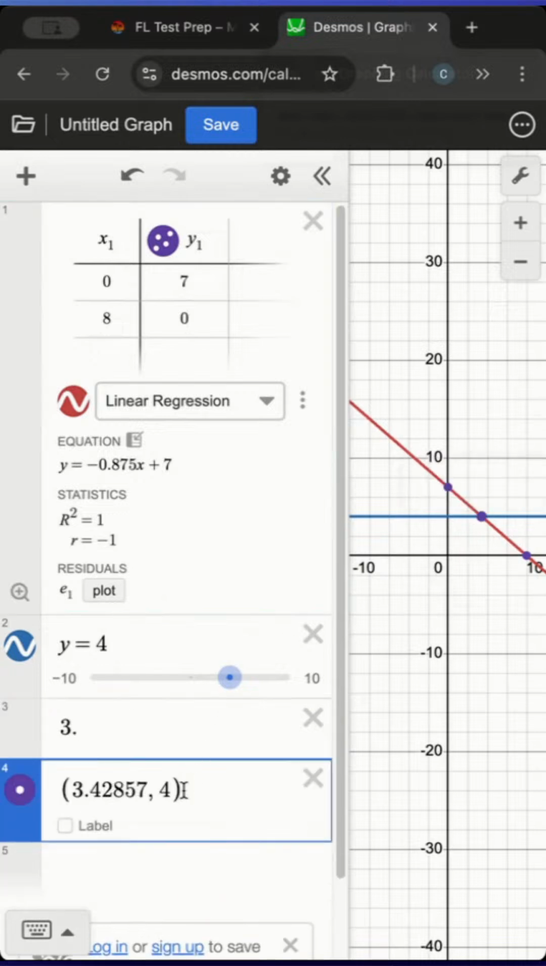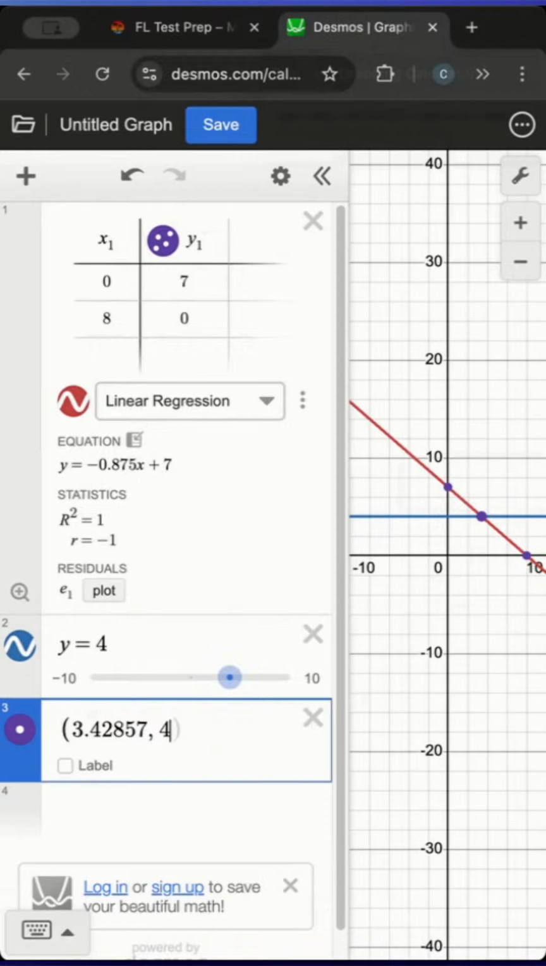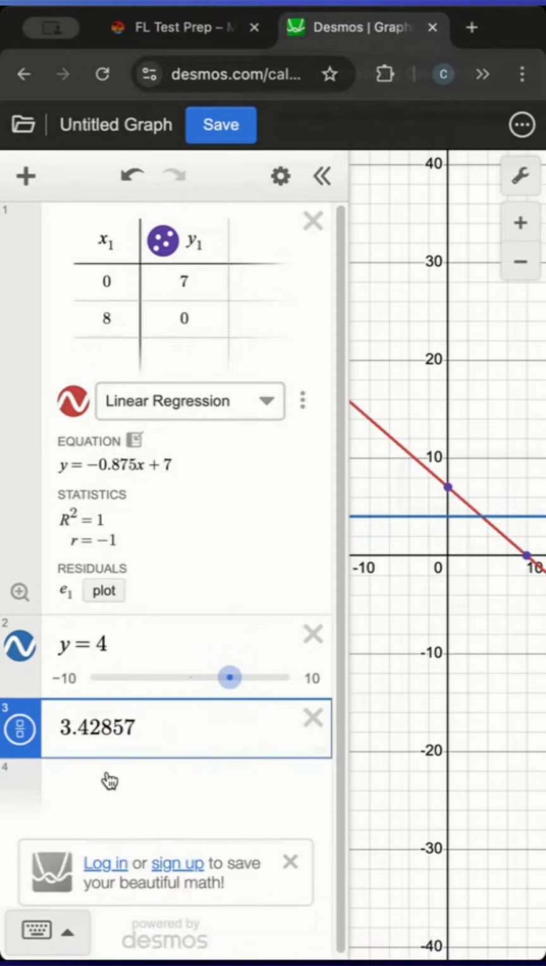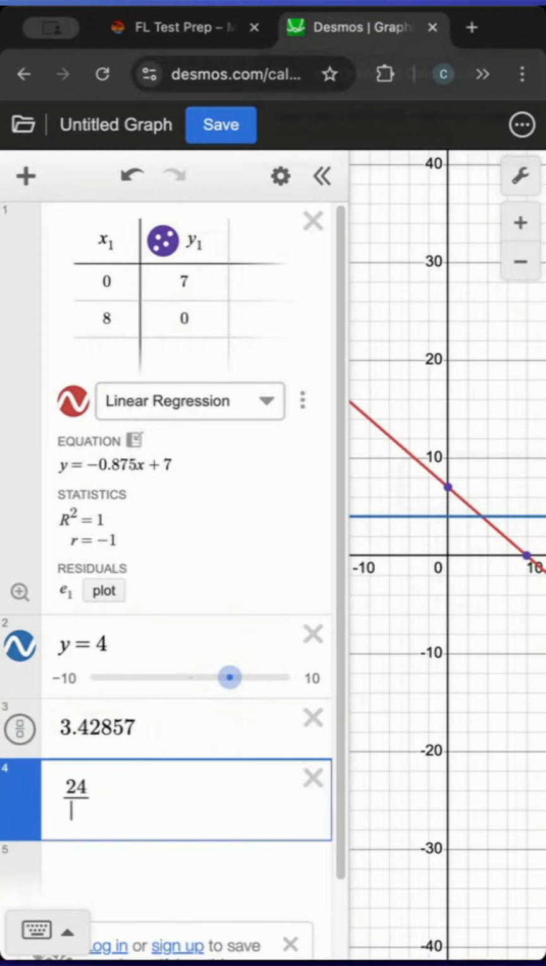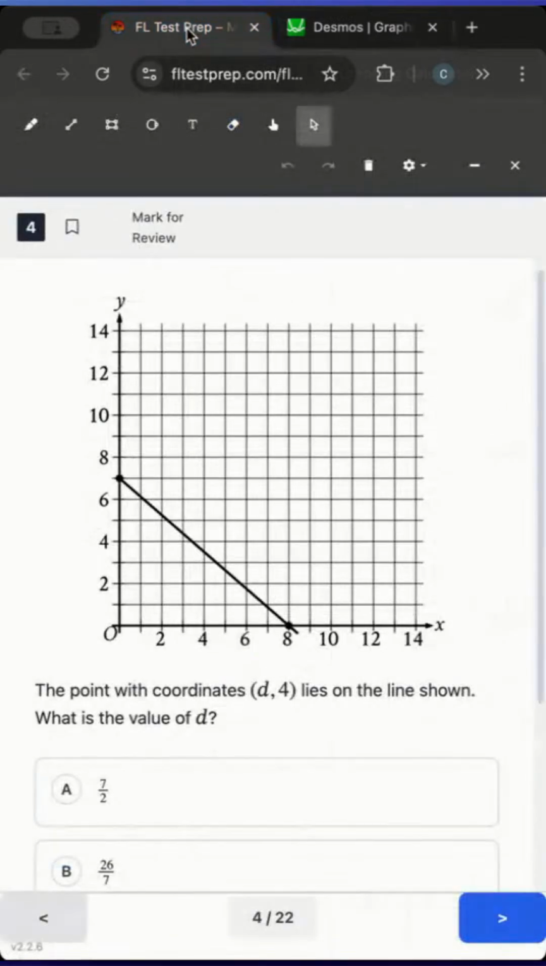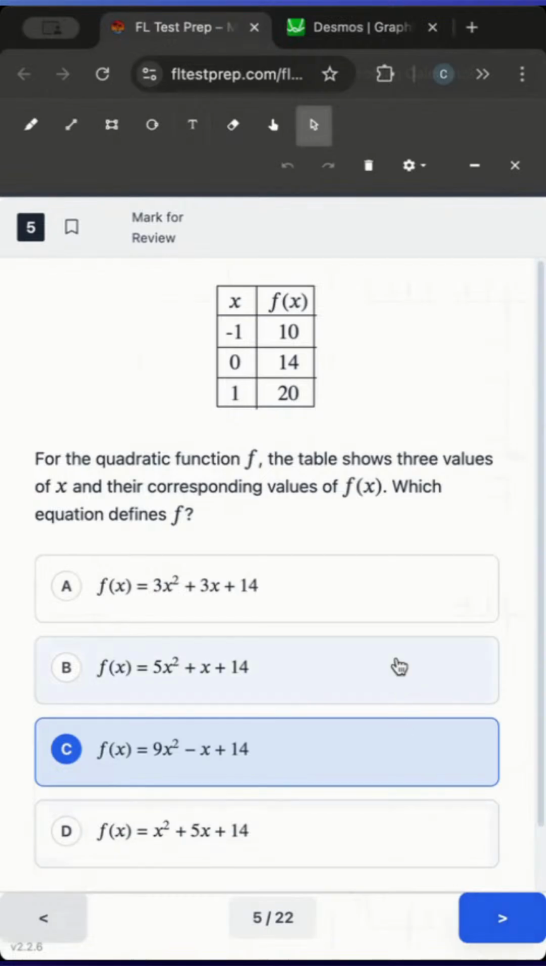So if I put, what was it? I'm going to go ahead and click this. I can just immediately drop it in here. And then if I hit this button, I can put 24/7. It's going to equal the same amount. So I know 24/7 is going to be the correct answer. Let's go to the next question.